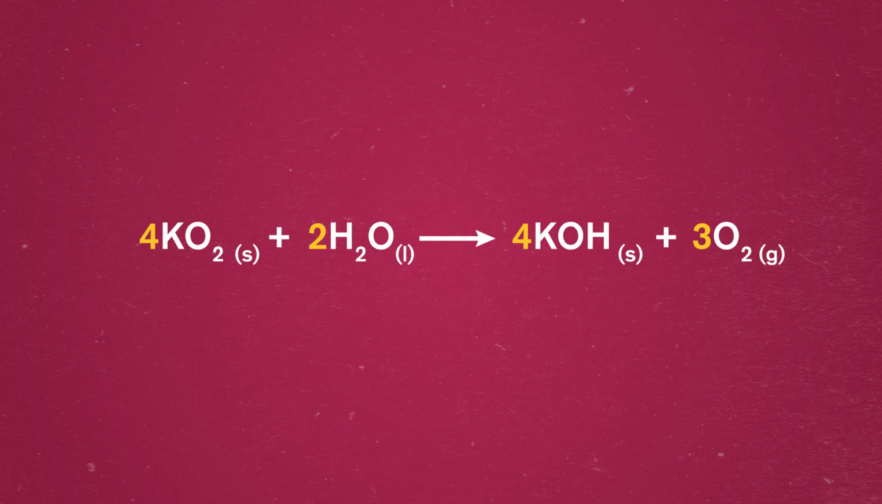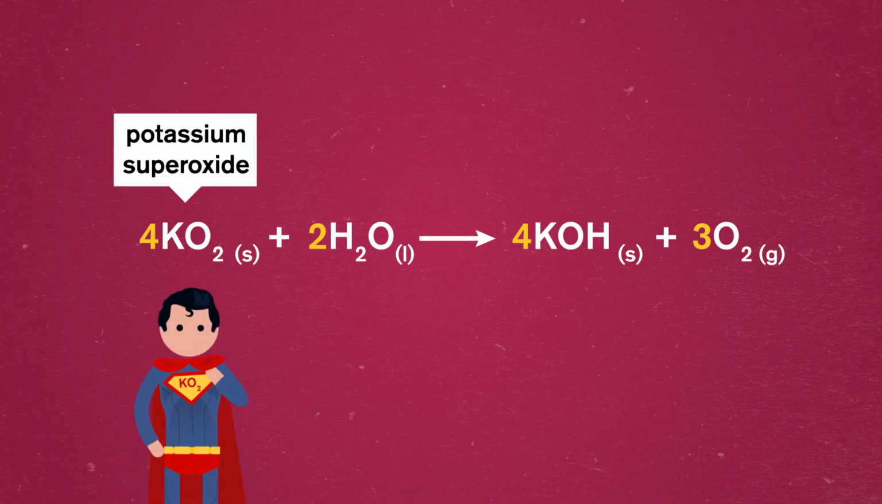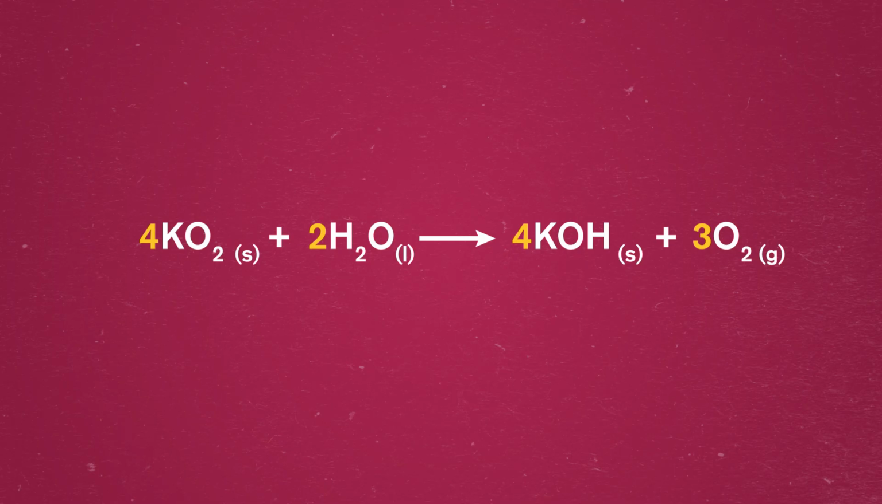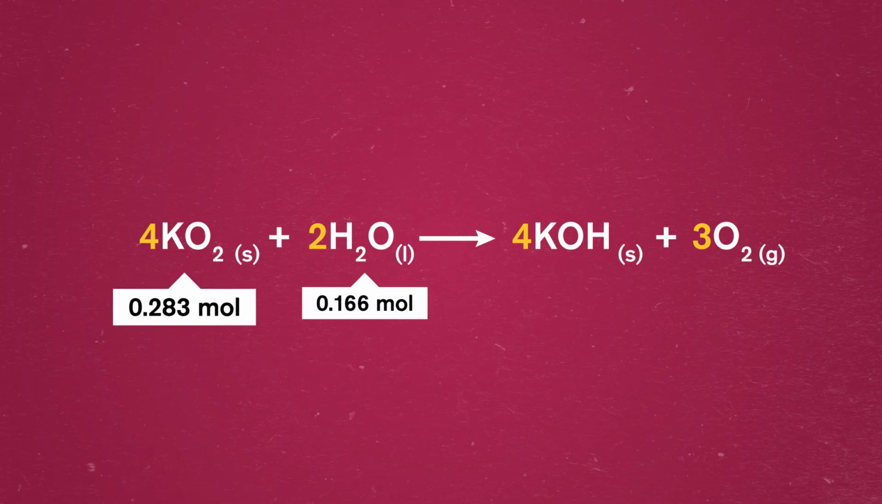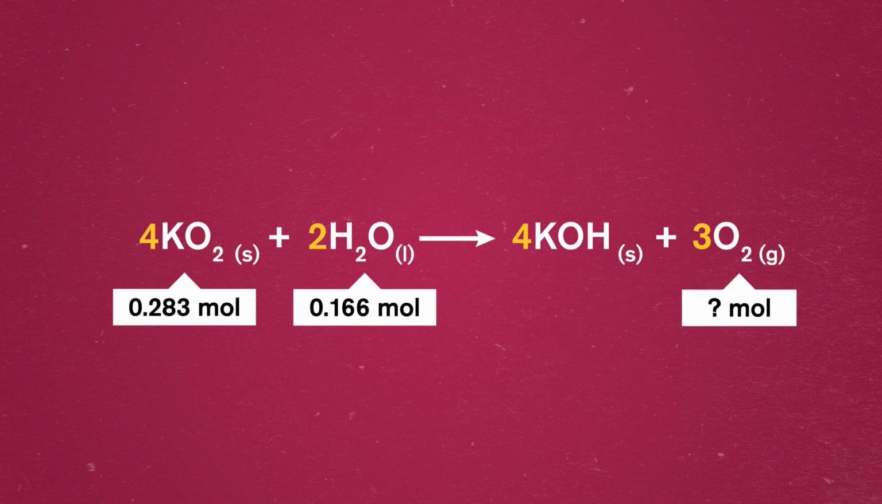Potassium dioxide, sometimes called potassium superoxide, or KO2, is a solid additive that's combined with water to generate oxygen. It's commonly used in medical breathing masks. So if a mask setup uses 0.283 moles of KO2 combined with 0.166 moles of water, let's find out how much oxygen we can theoretically produce in terms of moles.